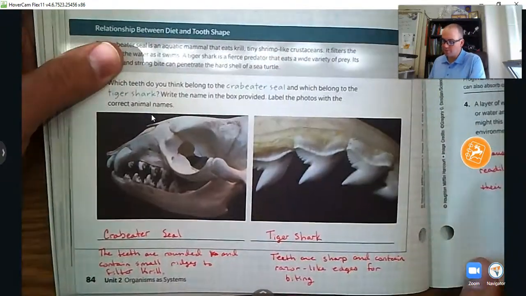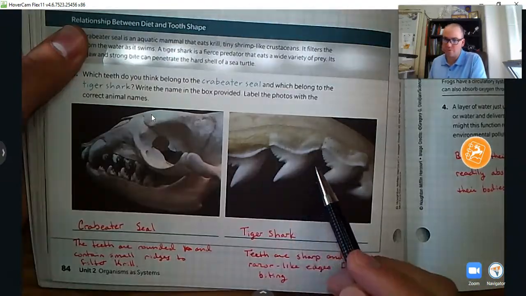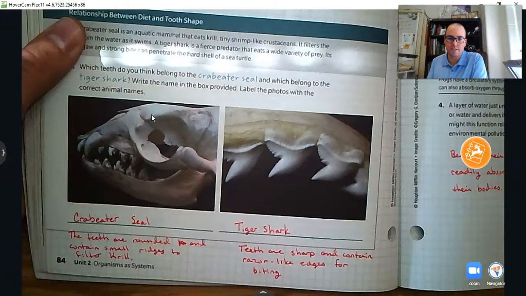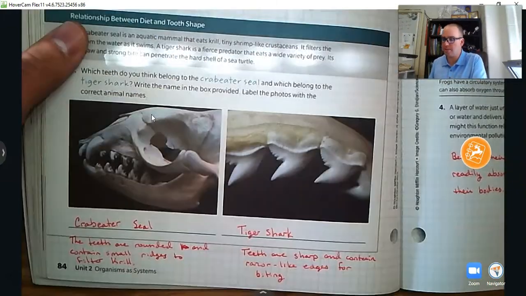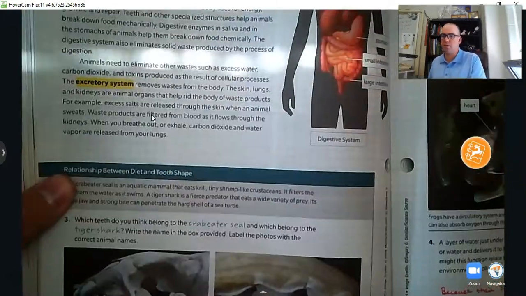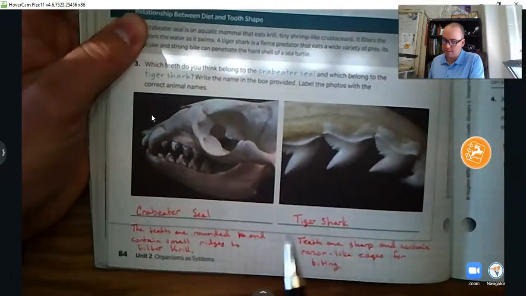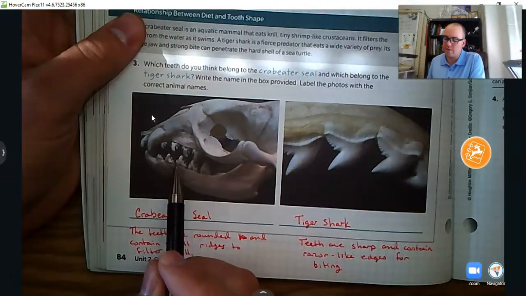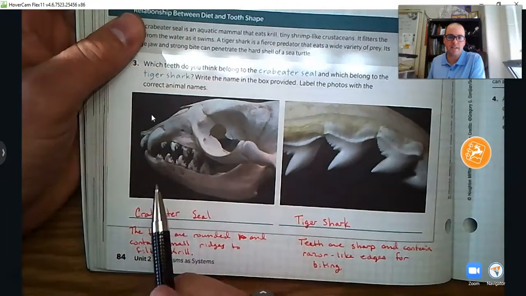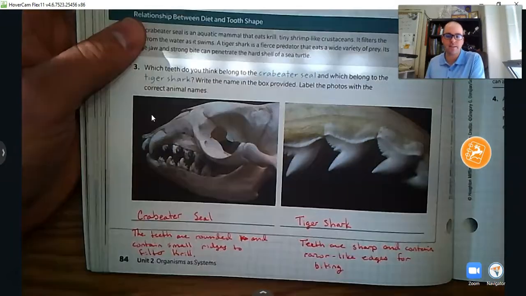The tiger shark's teeth are much sharper, serrated, razor-like teeth, and they're made for biting and hanging on, because they eat different things. And so those teeth help with that. If we were to look at the teeth of a horse or a cow or a grazing animal, their teeth are wide and flat, and that's because they grind up the grasses that they eat.